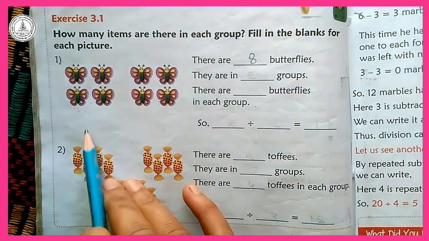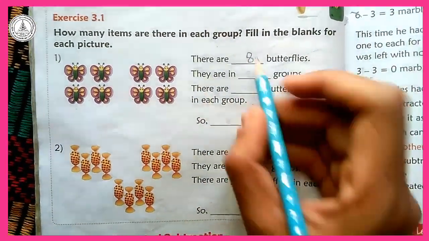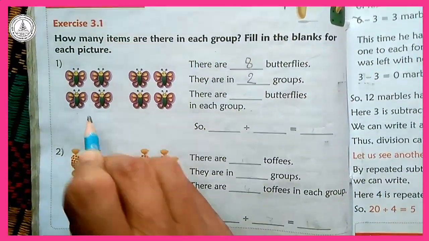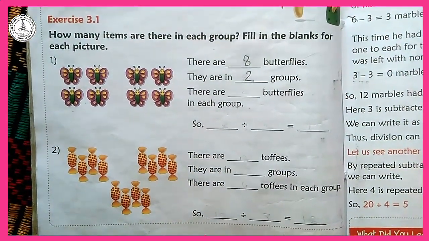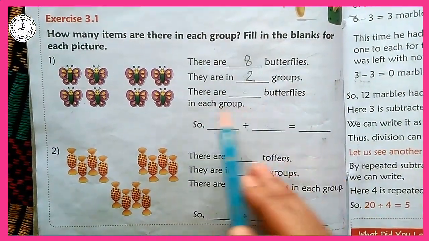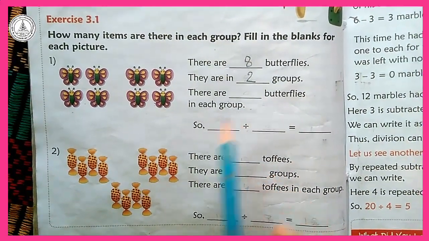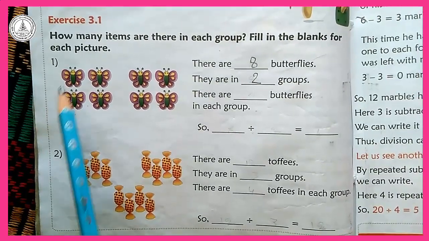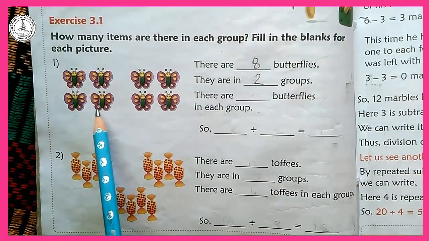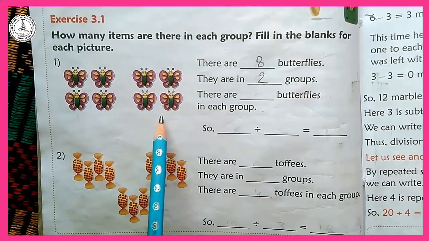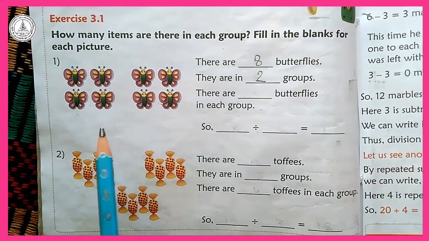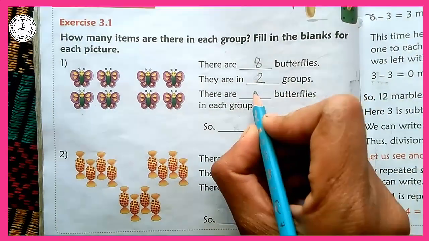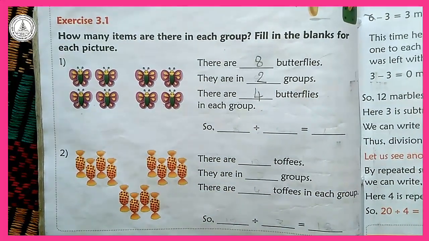So next, how many groups are there? There are 2 groups. So this is the first group and this one is the second group. Now, there are dash butterflies in each group. So students, in each group, how many butterflies are there? See here, let's count. 1, 2, 3, 4. Right? So in both the groups, we have 4 butterflies. So in each group, we have a total of 4 butterflies.